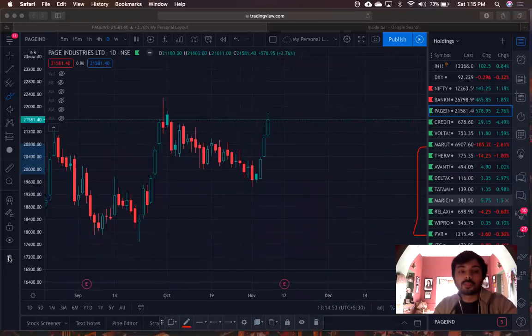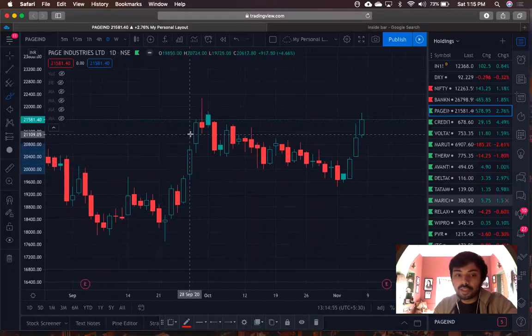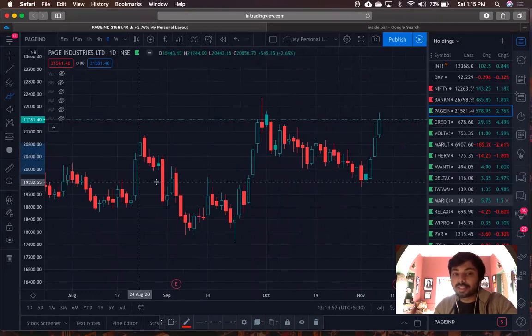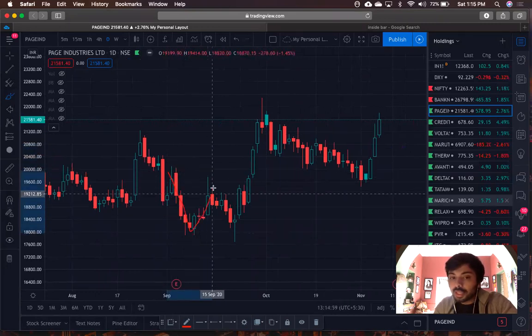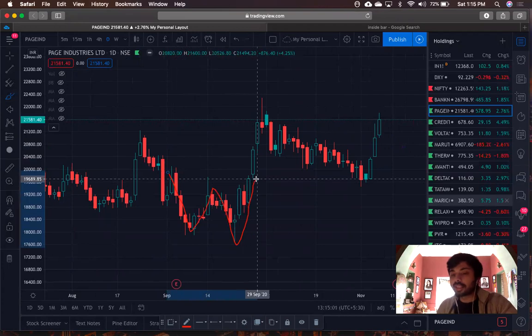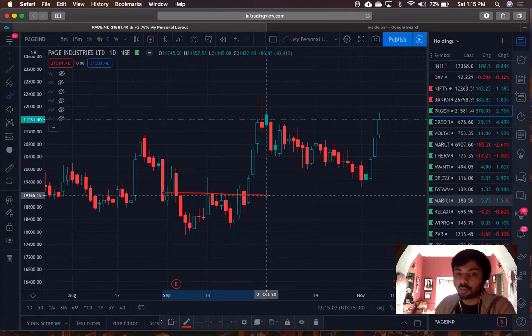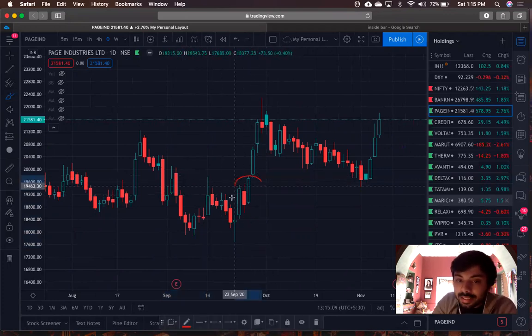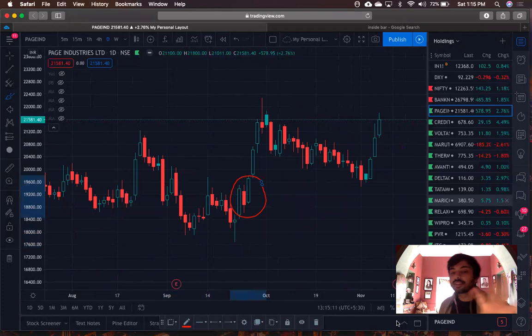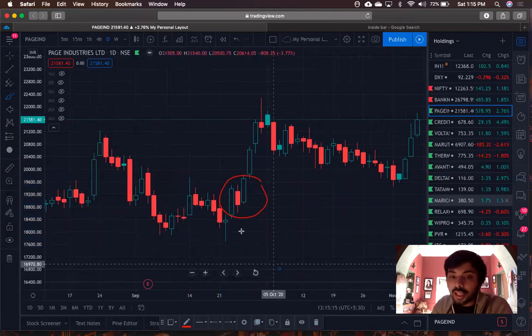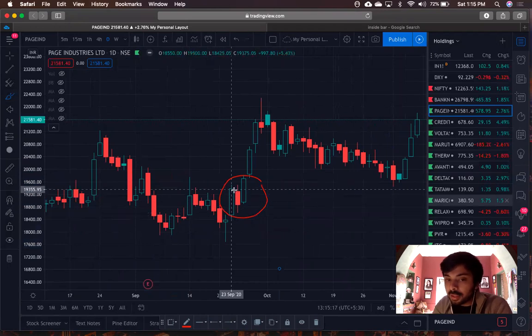This is the example of Page Industries, and I'll show the price action. You got a double bottom kind of a formation. If you're into technical analysis, you know double bottom is a good bullish pattern. So after a double bottom, after this resistance was broken, you had an inside candle formation here. Look at the region I've encircled. This is called an inside candle. The reason is, you had a very big green bar, number one.